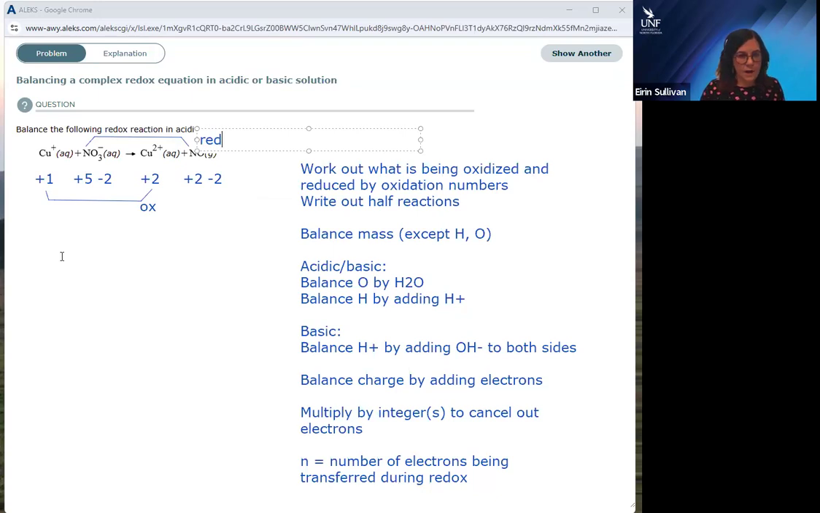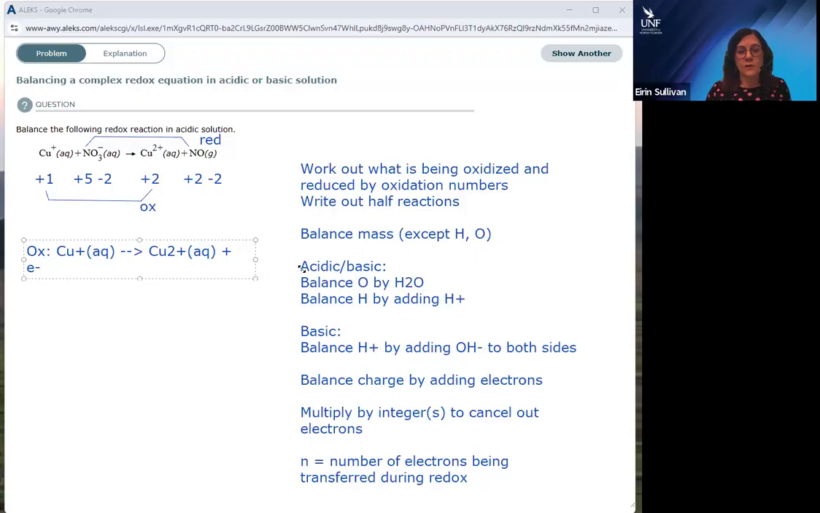Let's write out our oxidation and reduction half reactions. Oxidation is Cu+ (aq) being oxidized to Cu2+ (aq). Mass is balanced, we have a copper on both sides. Charge is not balanced: we've got a +1 charge on the left side and a +2 charge on the right side. To balance that, all we need to do is add 1 electron to the right side. Now we have a net charge of +1 on both sides of the reaction.